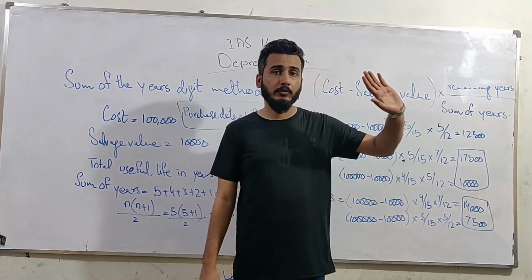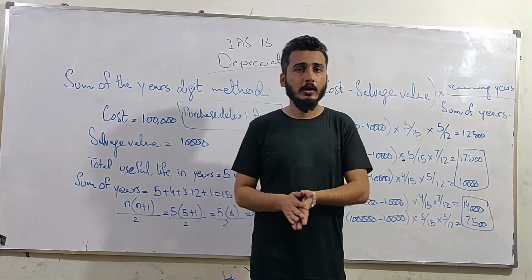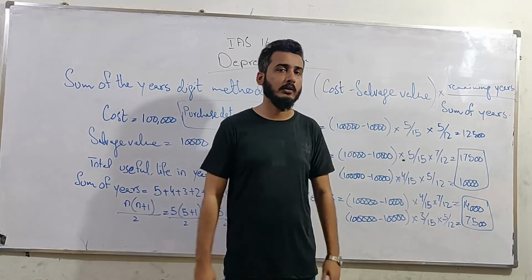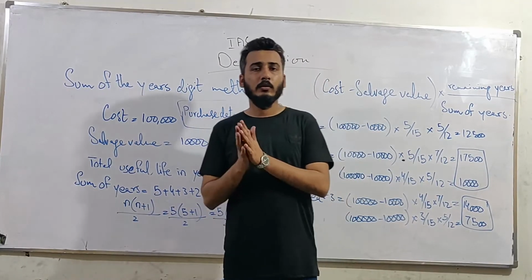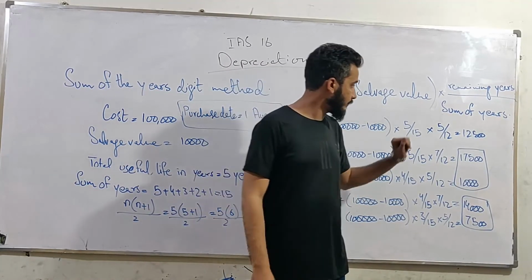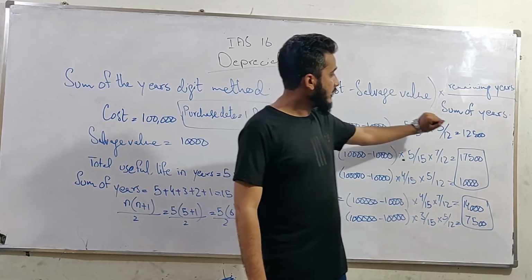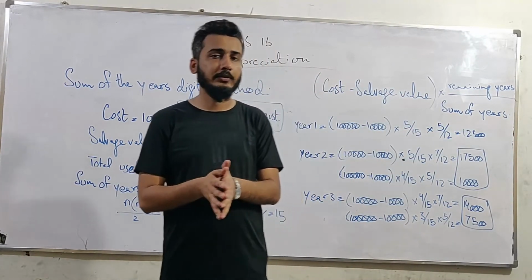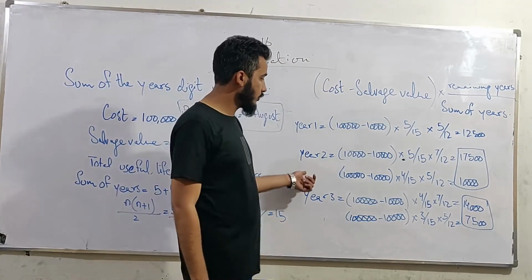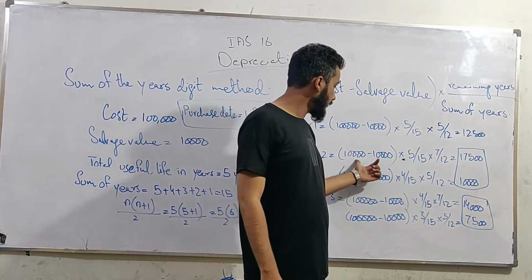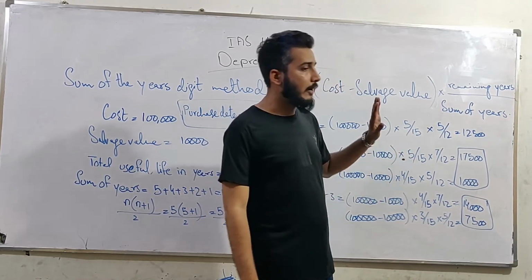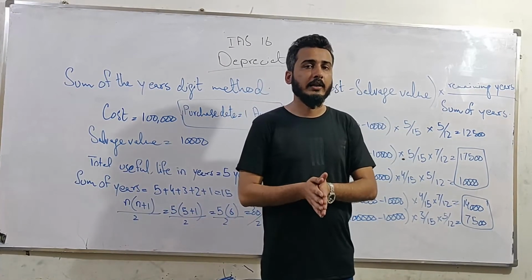And we have purchased the machine on 1st August, so we will multiply by 5 and divide by 12 for converting the factor of months to years. By doing this, we have got the depreciation for year 1, which is 12,500. But in year 2, we have 100,000 minus 10,000 multiplied by 5 and divided by 15.